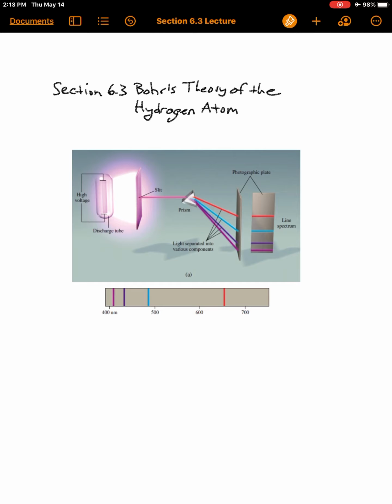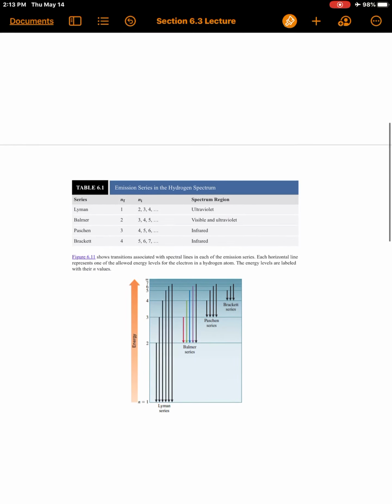So the issue here is, why does hydrogen, when it emits light, only emit these four specific colors, or these four specific wavelengths of light? Why doesn't it emit all different colors like a light bulb does? A light bulb produces white light. There's all kinds of different wavelengths that are produced. So that was what Bohr wanted to work on.